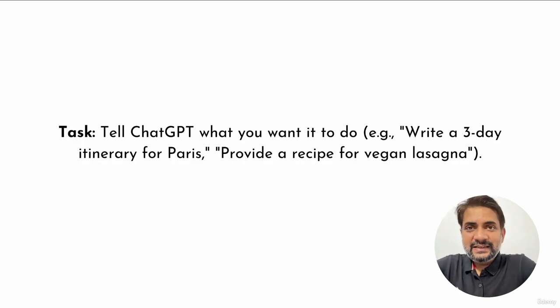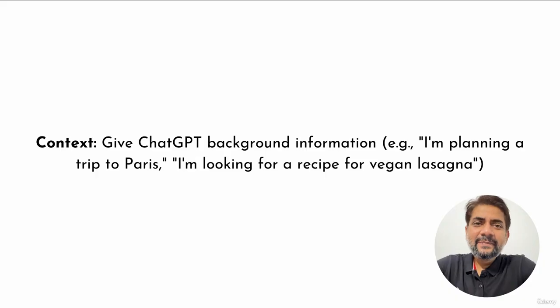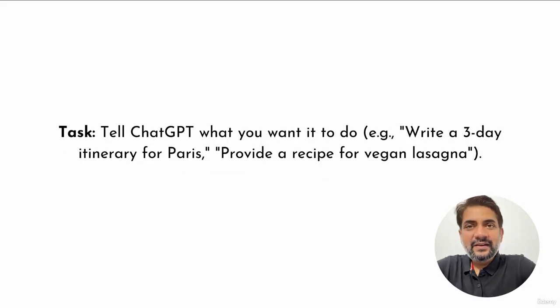Once you have given it the context, now you give it the task. You tell ChatGPT what you want it to do. Example, once you've given the context that you want to plan a trip to Paris, now you give ChatGPT the task to write a 3-day itinerary for Paris. Or you tell ChatGPT to provide a recipe for veg lasagna. So the context we gave it was I'm looking for a recipe, and the task I'm giving is prepare a recipe. Makes a lot of sense.